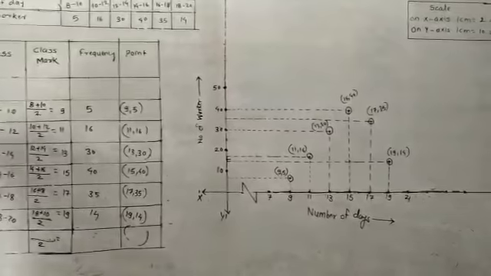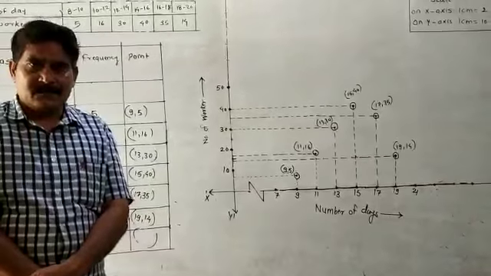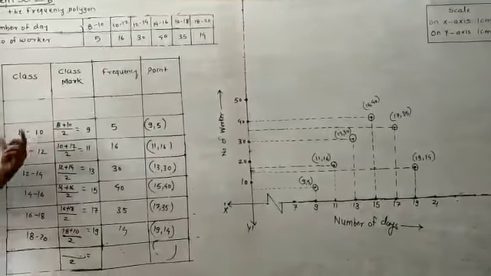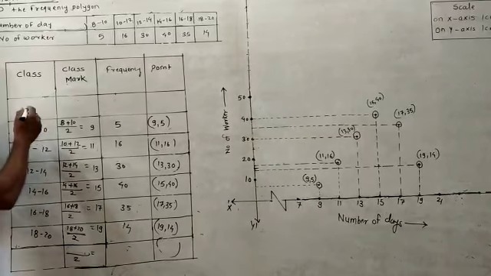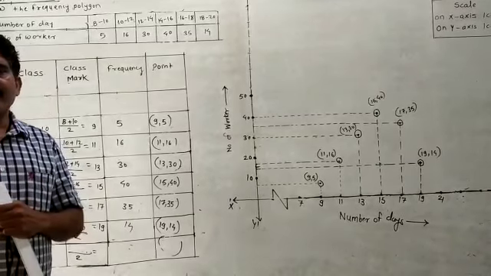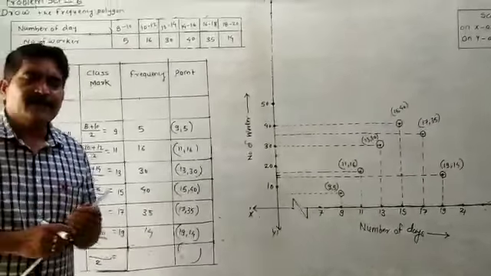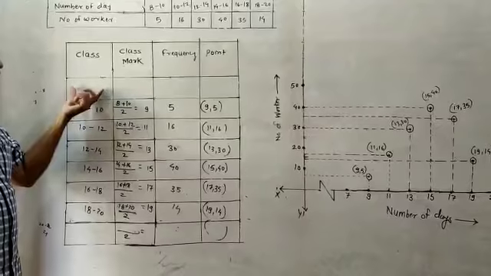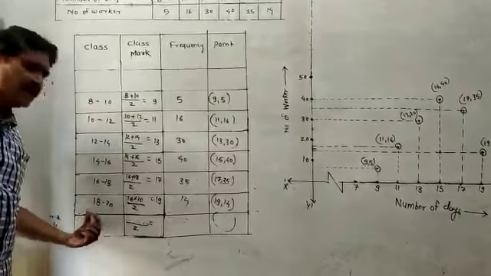Then while drawing the frequency polygon, you have to prepare 2 classes. Which are those classes? The class preceding the first class and the class succeeding the last class. Which one is the class preceding the first class? You have to prepare your own and consider the frequency of that class as 0. Try to understand this thing. Every time I tell you that for drawing the frequency polygon you have to prepare 2 classes: the class preceding the first class and the class succeeding the last class.